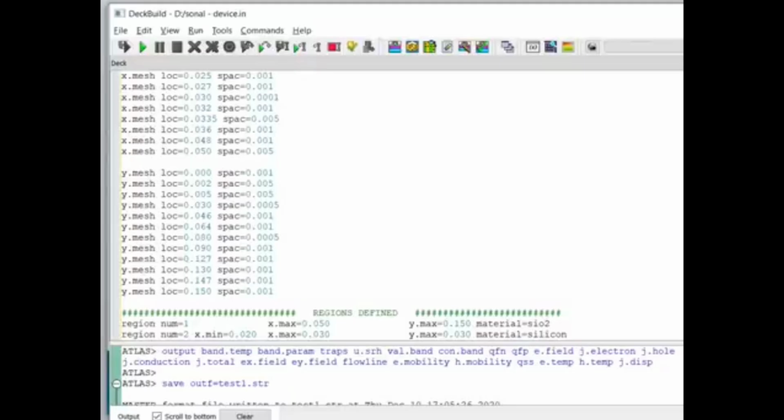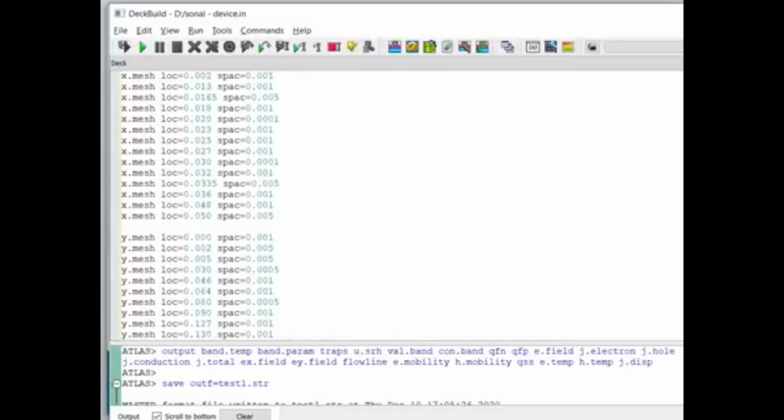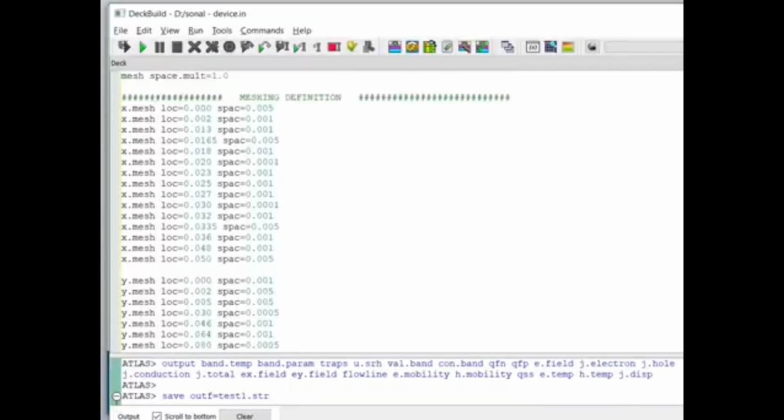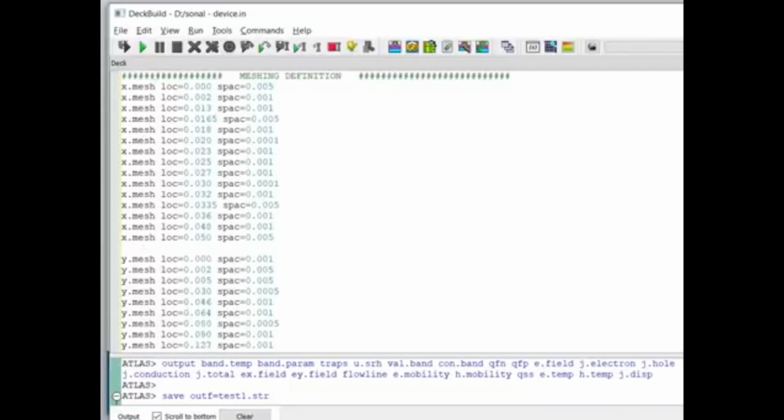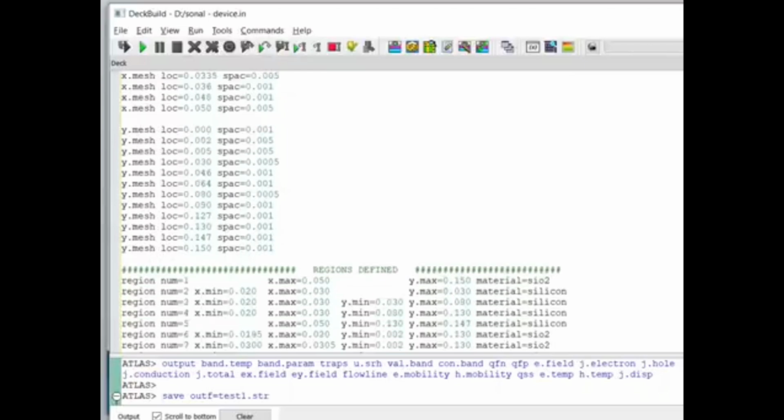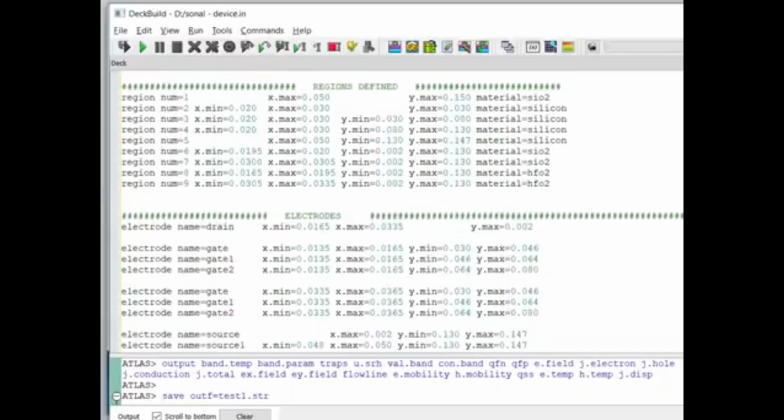The variation in the X meshing spacing is large as compared to Y meshing spacing. You can note down that at the junction we are using the fine doping and in the other part we are using the coarse doping. Next is the reason. Reason number 1 is for the SiO2.